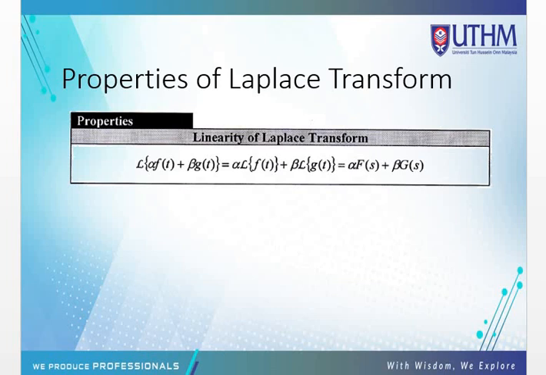The first property is the linearity of Laplace transform. The Laplace transform of alpha f(t) plus beta g(t): alpha and beta are constants, so we can take them out. So alpha times the Laplace transform of f(t), and beta times the Laplace transform of g(t). We call the Laplace transform of f(t) F(s). So we get alpha F(s) plus beta G(s).